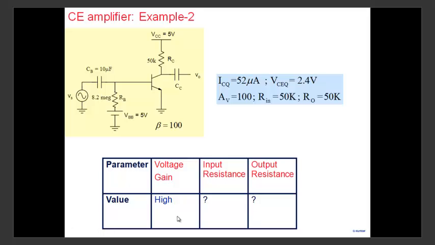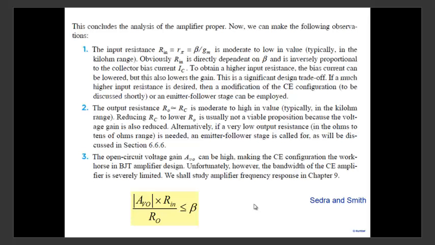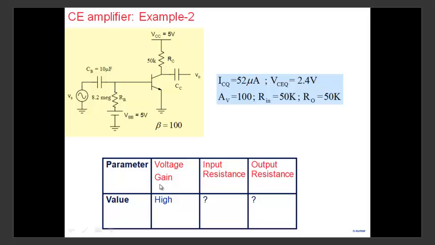All right. So what I'm trying to point out is, many times when you read books, you find discussion like this. This is from Sedra and Smith. For example, it says input resistance is moderate to low, typically in the kilo ohm range, for a common emitter amplifier. Well, there's no reason for it to be low. As I said, if you want high, you can make high input resistance. 50K is possible. I can also design it for 100K.